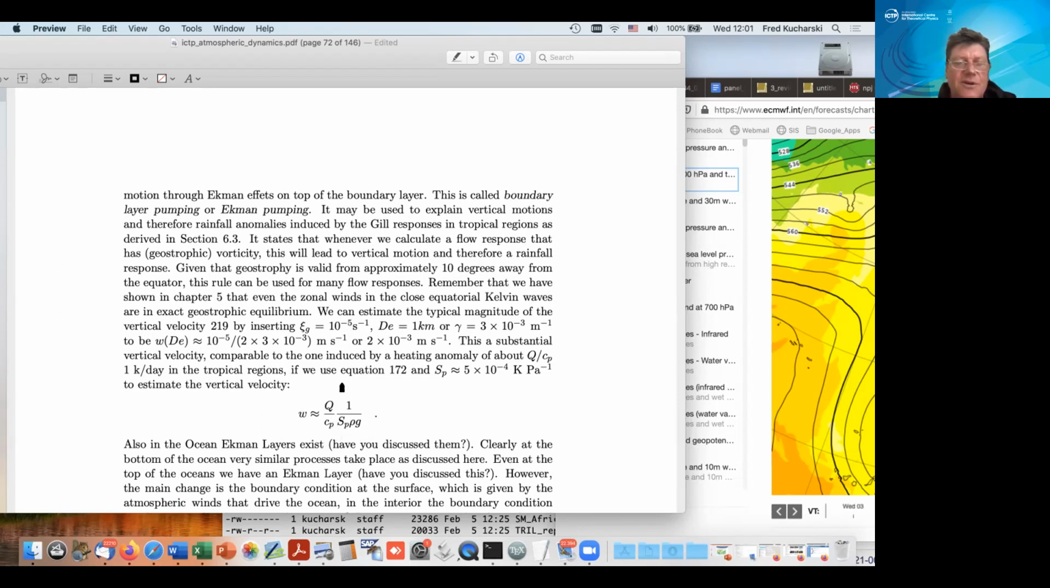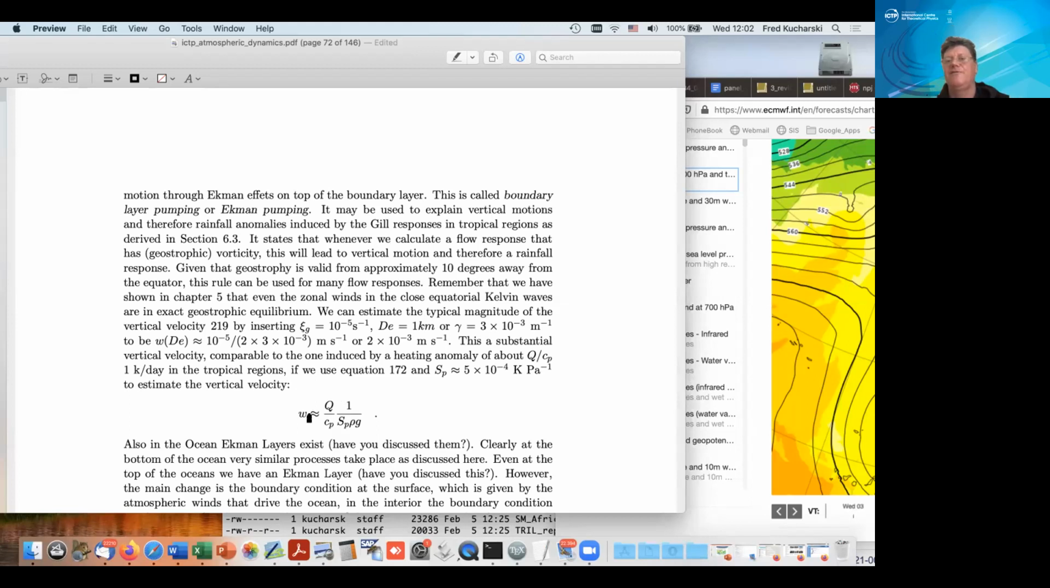But this is just the diagnostic equation. So the way we will use this equation in the next lecture is to say, oh, it may be that in some cases we have induced a vertical velocity by Ekman pumping, and then that should be compensated by heating. And this heating must be related, or will be in most of the cases related to convective heating. So a vertical velocity induced by Ekman pumping could in some cases lead to convective precipitation.